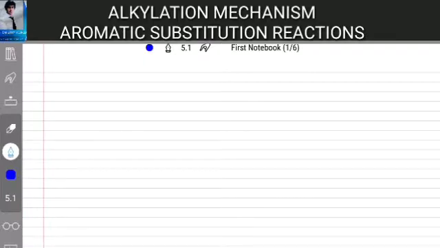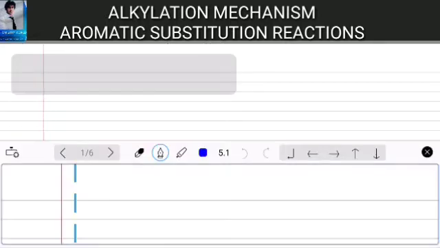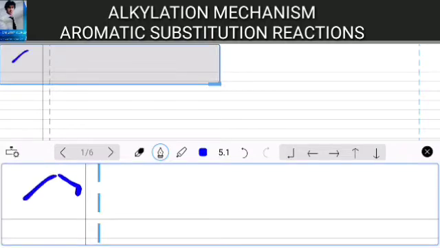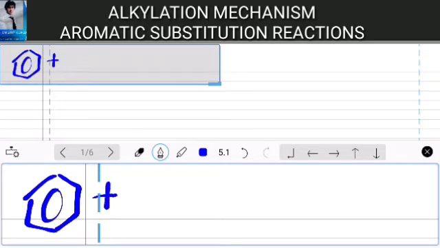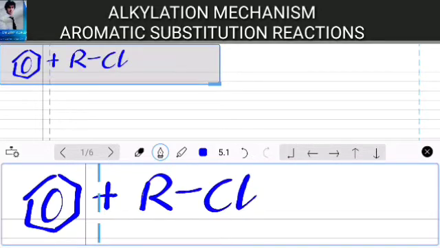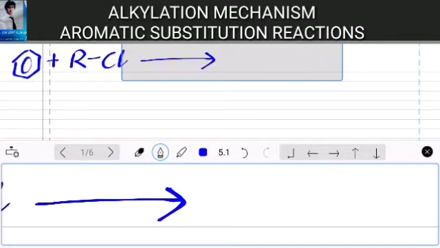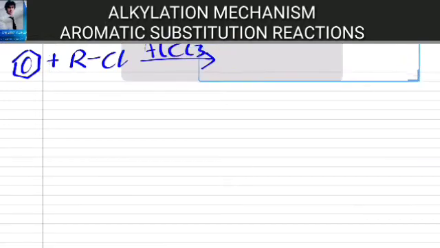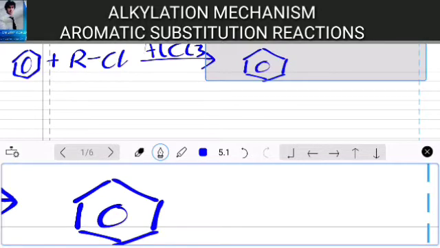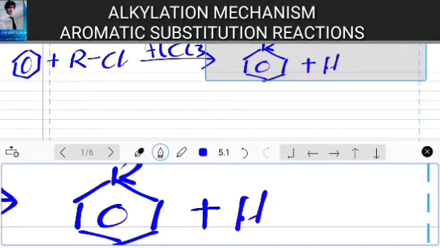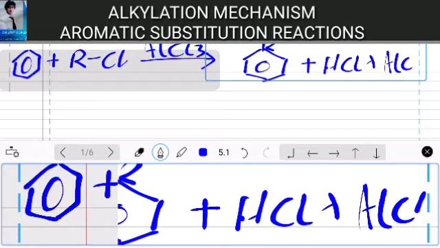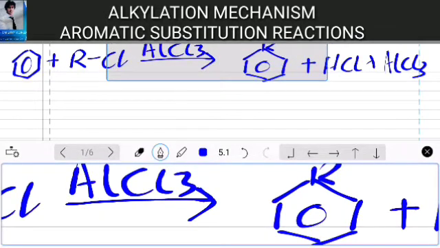Today's topic of our lecture is alkylation in aromatic substitution reactions. So first we have to see the reaction. Here we have a benzene ring plus, for alkylation agent we need an alkyl halide, R-Br or R-I, where R is CH3 and it is an alkyl group. We need a Lewis acid as a catalyst, AlCl3, which goes to, here we have R, so it is toluene now, plus HCl plus AlCl3. So this is the general reaction.